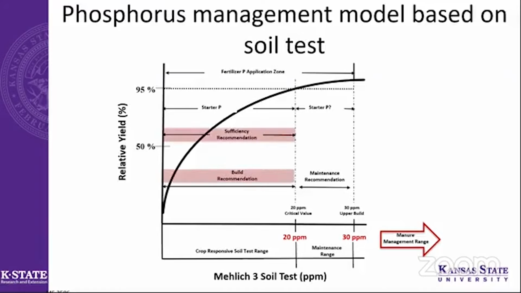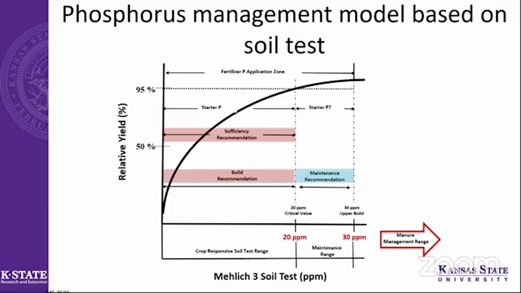And so when we talk about phosphorus, this typically is the overall model that we follow. We basically have two scenarios for phosphorus, okay? And what we have here is a relative response to phosphorus. Soil tests here, this is Mehlich-3 in parts per million.